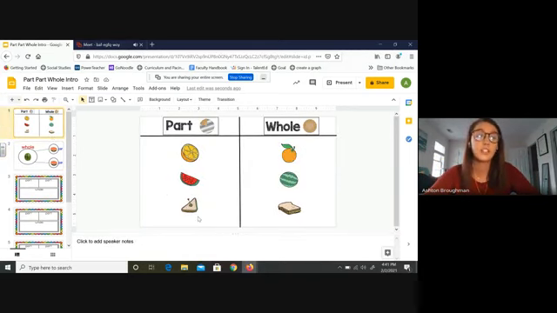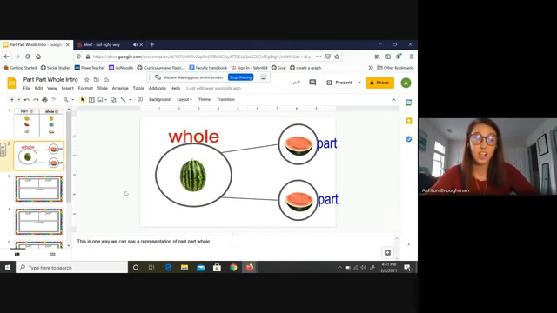So your job today is you are going to see a sheet like this with more pictures on it. And you're going to sort those pictures by their part, if it's a part of something or if it's the whole thing. You might have a picture of a watermelon, you might have a picture of some oranges, and you're going to sort them on this part whole mat. We can also call this right here a number bond.